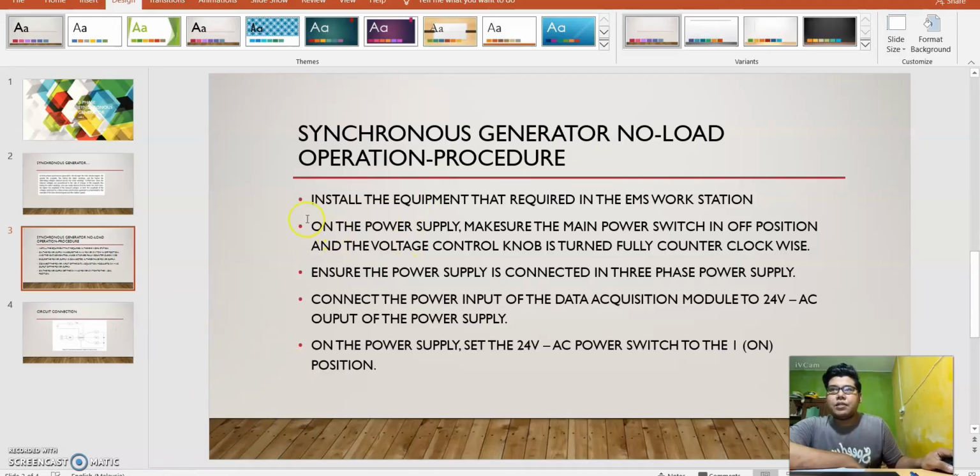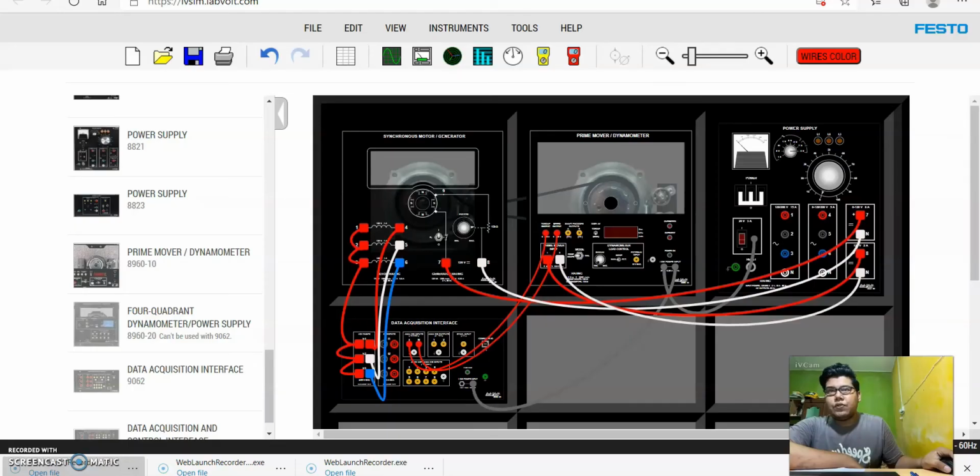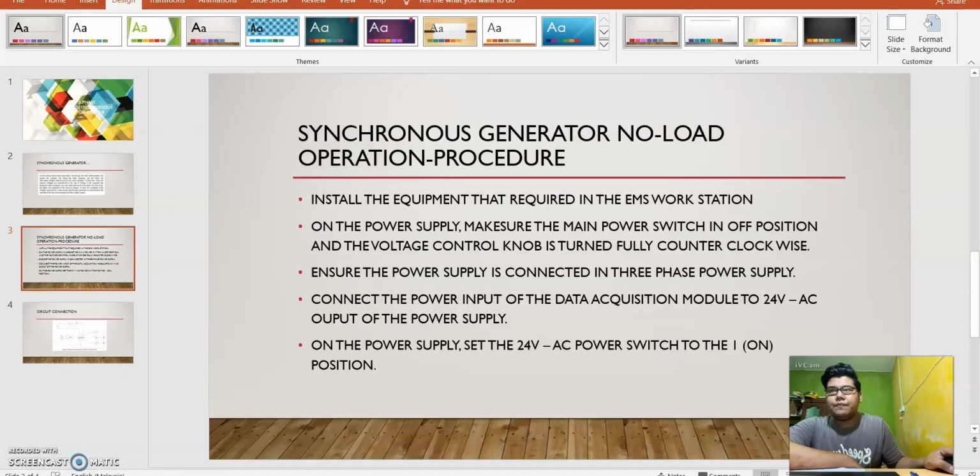Second, on the power supply, make sure the main power switch is in the off position and the voltage control knob is turned fully counterclockwise. So as you can see on this circuit, this is the knob, so make sure we turn it fully counterclockwise and the power is turned off first. Okay, then we go to the next procedure.